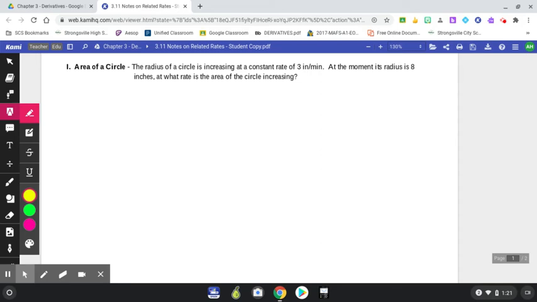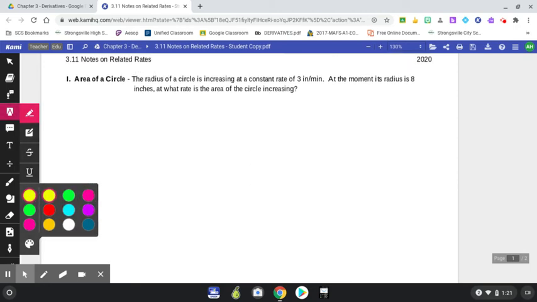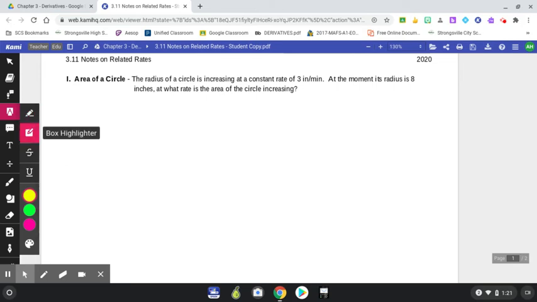All right, this is the area of a circle. So this is a problem related to the area of a circle. It's a typical problem. The radius of a circle is increasing, okay? And so the radius of a circle is increasing at a constant rate of 3 inches per minute. That tells me I have a rate, okay? Increasing at a constant rate. Plus the unit, inches per minute, also tells me that I'm dealing with a rate.